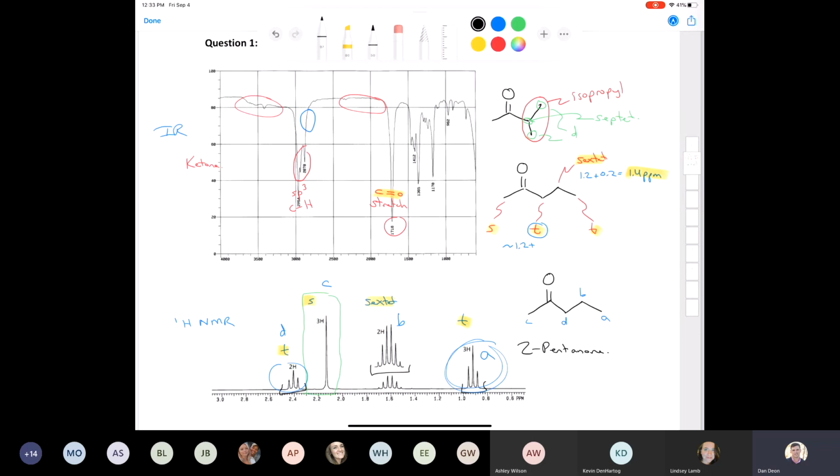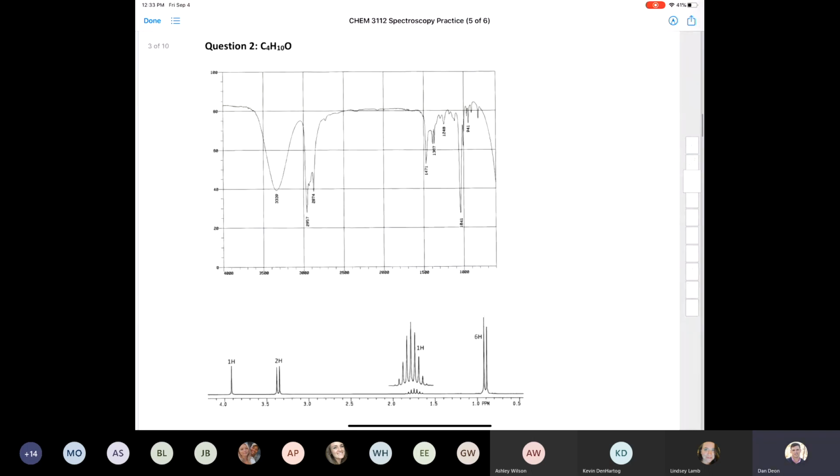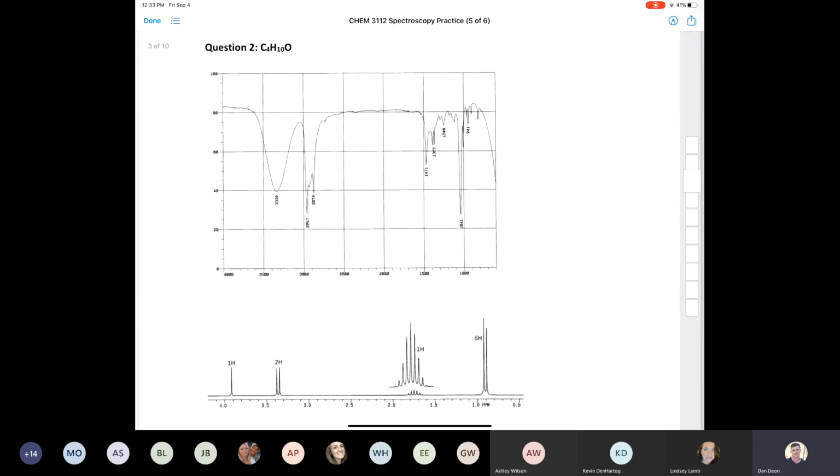All right. Well, let's move on to another problem, and let's see if we can strengthen our spectroscopy skills here, and let's give this one a shot. So we have our molecular formula, C4H10O. We have an infrared spectrum, and then we also have an NMR down at the bottom. So we have our IR, and we have our proton NMR.